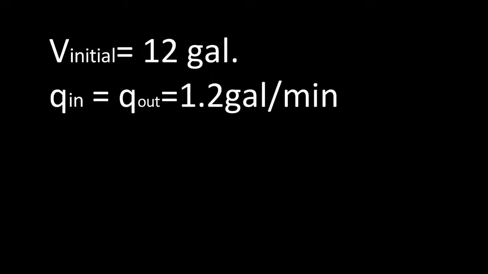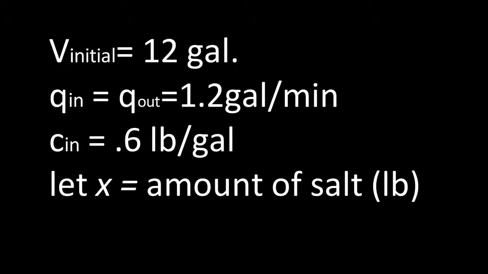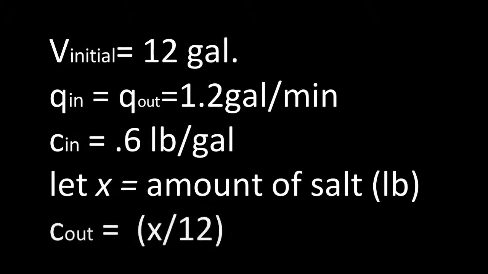For the first tank, the initial volume is 12 gallons. The rates at which the solution enters and leaves the tank are the same, which is 1.2 gallons per minute. The salt concentration of the solution entering the tank is 0.6 pounds per gallon. Let X denote the amount of salt. So the concentration of the solution leaving the tank is X over 12.